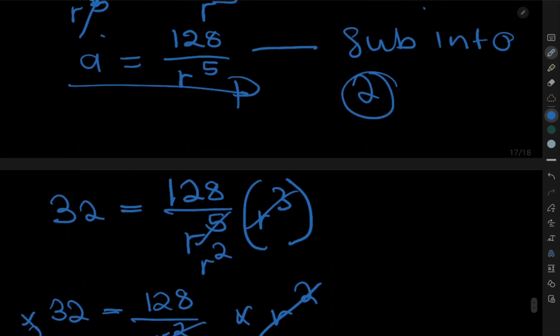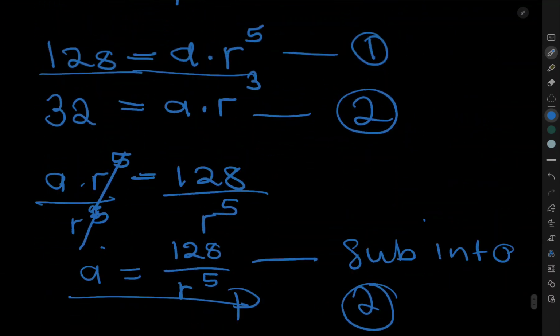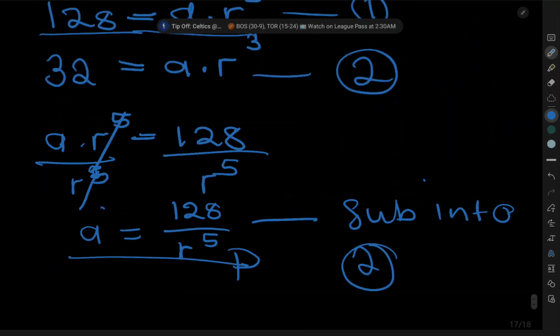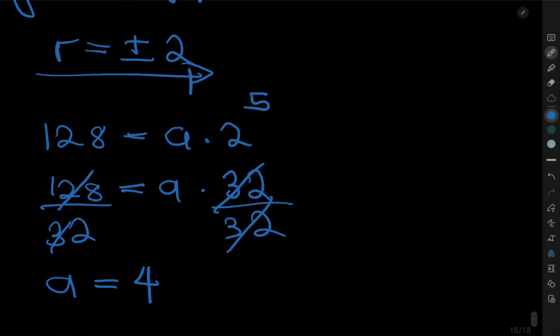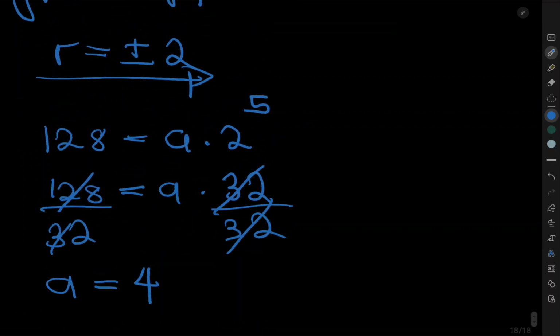Let me just make sure that I wrote that down correctly. Yes, a will be equal to 4. So now we have the value of Tn. We have our unknowns. Now we can use the value of Tn. We're going to say 4 multiplied by, and we know that our r was 2, so 2 to the power of n minus 1.